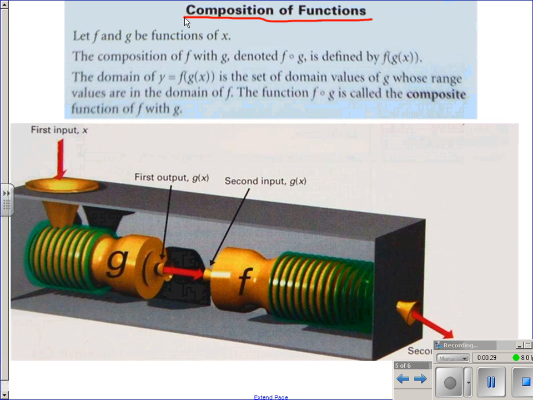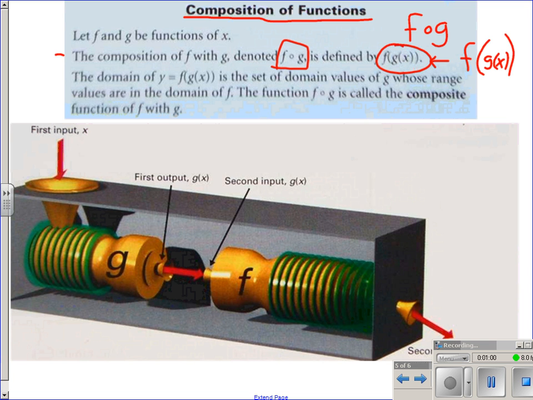The composition of f with g is denoted this way. I know that's kind of blurry, but it's f and an open circle with g. Okay, that's not fog, it's f of g, and that's how you say it. I don't really like that notation. I like this notation much better. What we're doing is taking function g, whatever that is, and plugging function g into function f. So we're combining them that way. It's called a composition of functions.